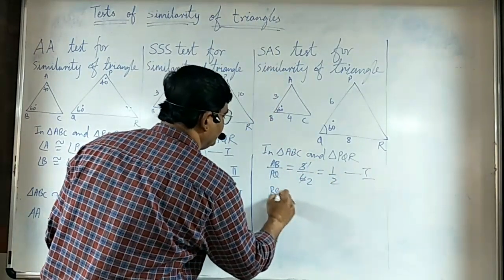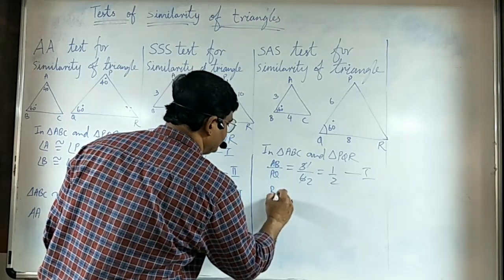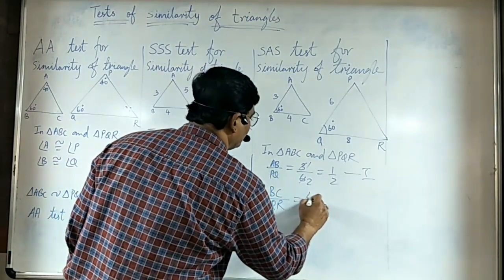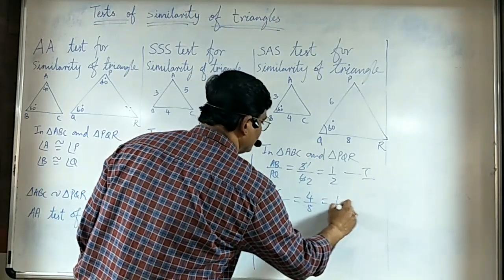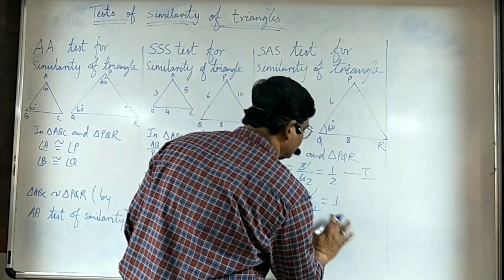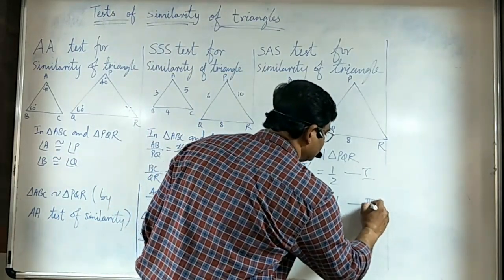And then you have here BC upon QR. BC upon QR is also 4 by 8, which is equal to 1 by 2, since 4 ones are 4 and 4 twos are 8. You will be getting 1 by 2. And this is your statement number 2.